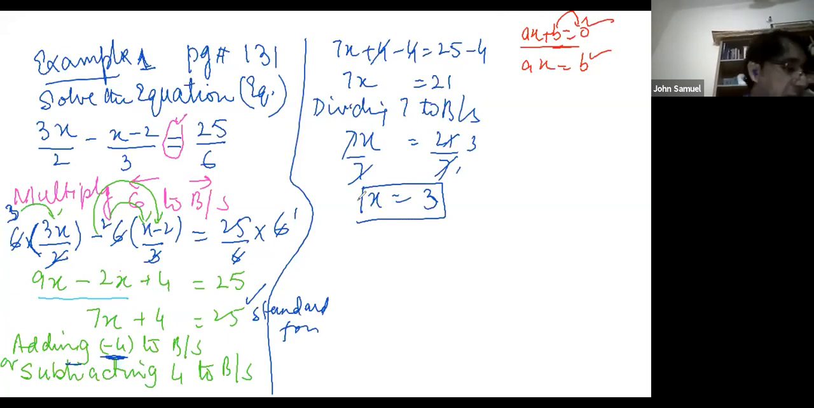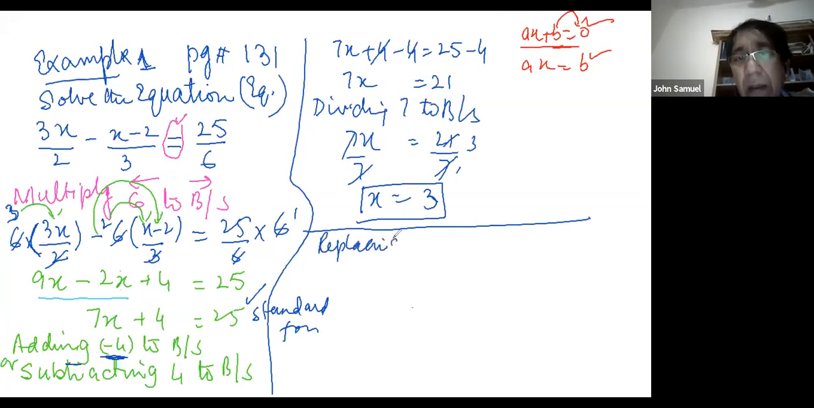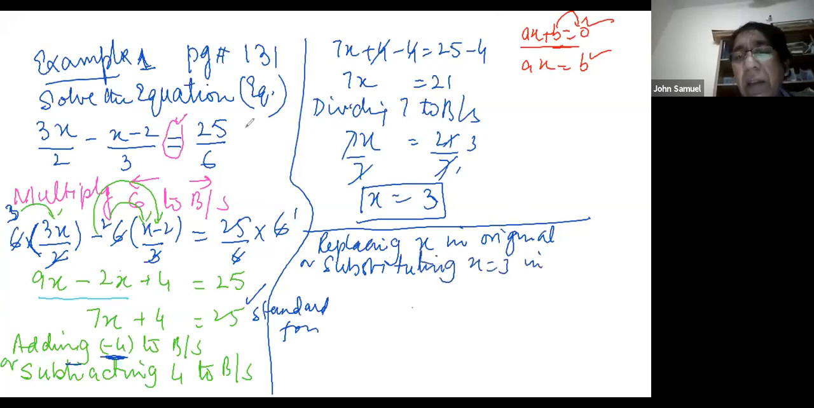Now we can check it. How can we check it? We can replace the value of the unknown variable x in the original equation. You can simply write replacing x, or you can write substituting x is equal to 3 in this equation. You know that we need to replace x, so instead of x, we will write its value, which is 3.